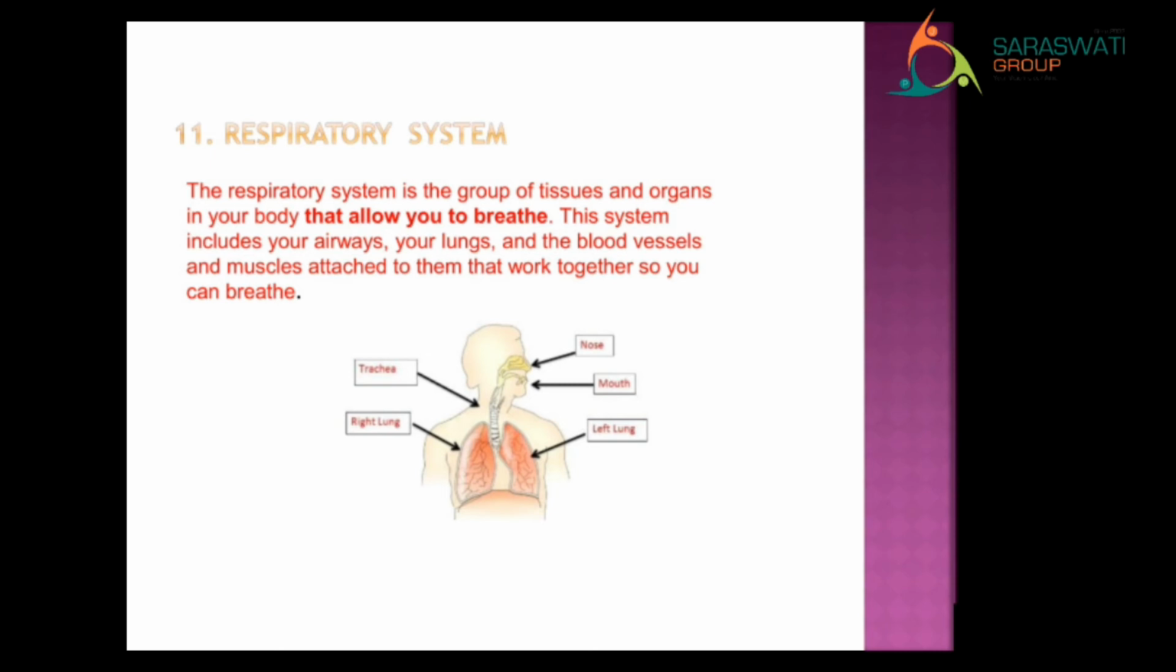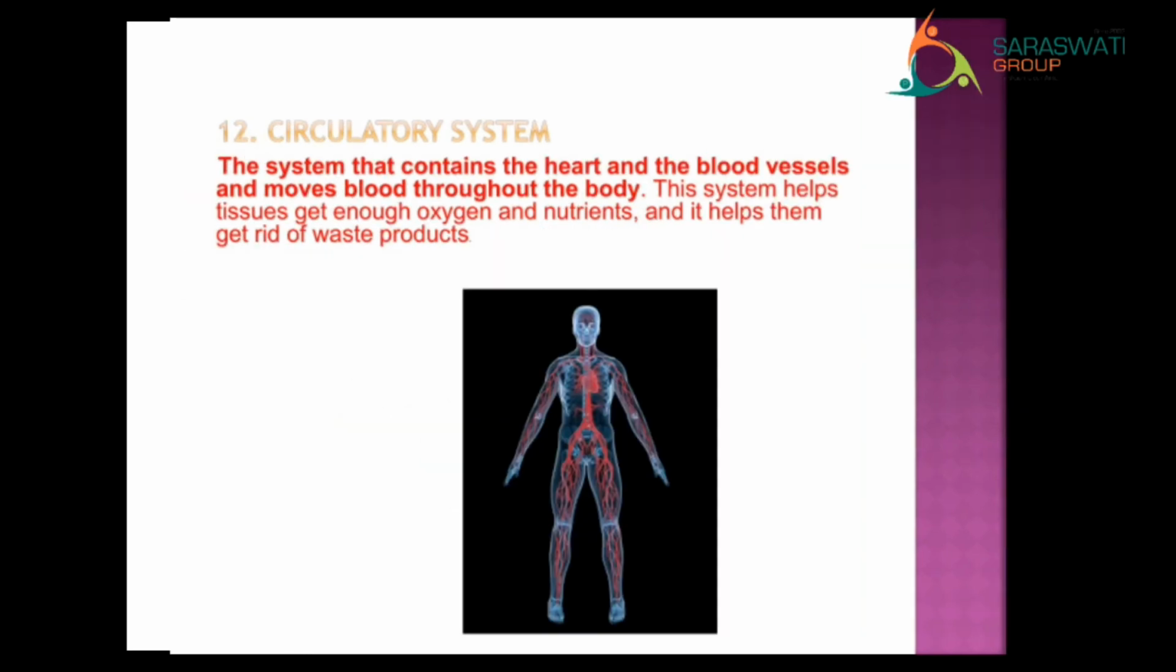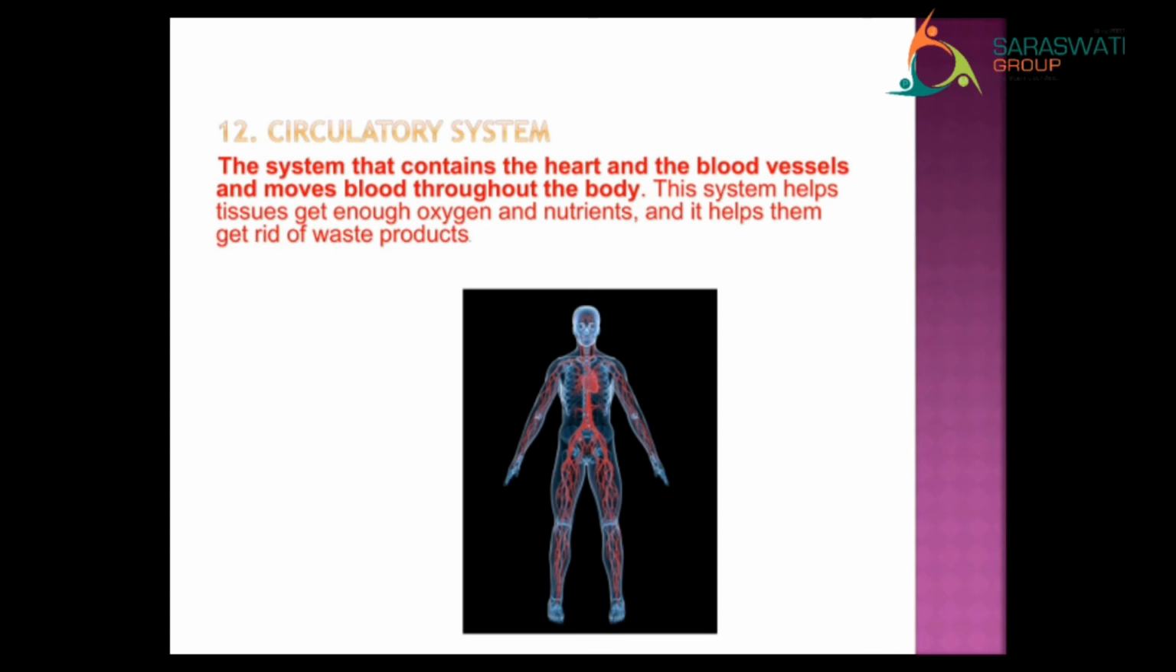The main function of the respiratory system is to provide oxygen to all parts of the body. It also helps us to breathe. We take in and give out air during breathing. Respiratory system consists of the nose, the windpipe, and the lungs. We breathe in air through the nose, right? So these are the things which help us to breathe. Clear? Now next, circulatory system.